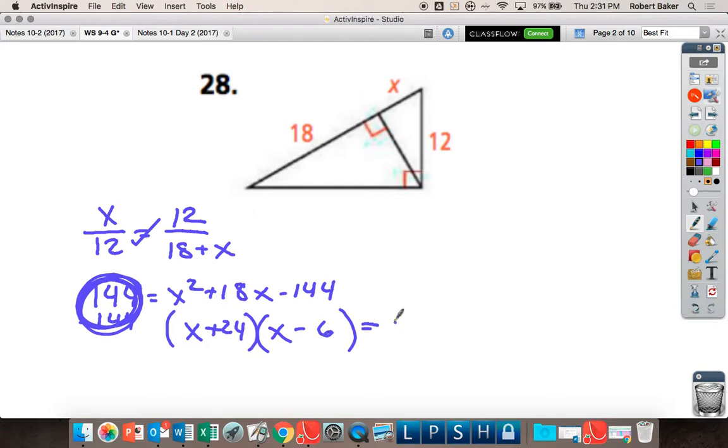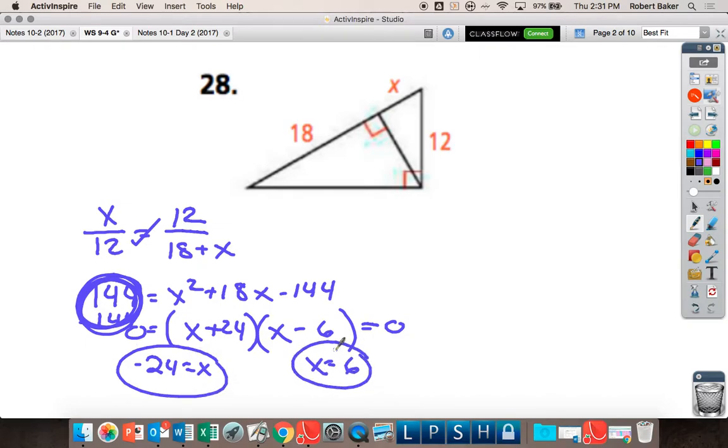You have to set each of them equal to 0. So subtract 24 from both sides. Add 6 to both sides. And then you have to volunteer one of these as tribute. Which one dies? The negative 24 dies because I cannot have a negative 24 triangle side there. Boom, goes away. So the only answer you get is 6.